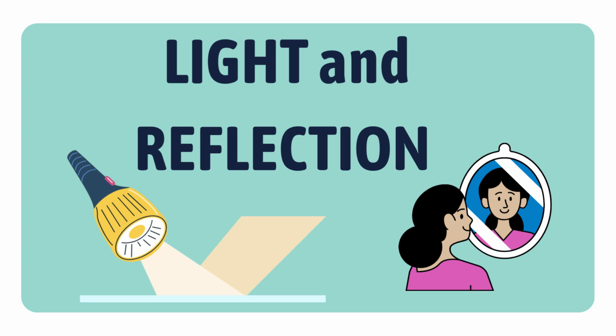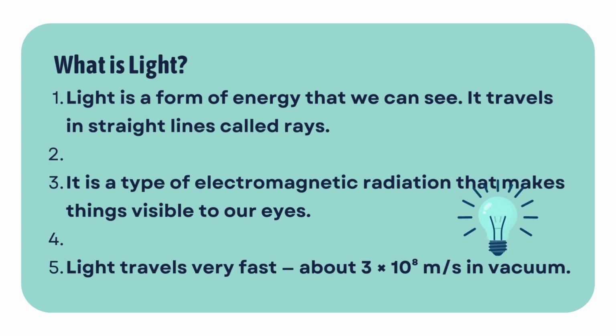Light is a form of energy that enables us to see objects around us. It travels in straight lines called light rays. Did you know light travels at an incredible speed of 3 × 10^8 meters per second in a vacuum? That's about 3 lakh kilometers every second.